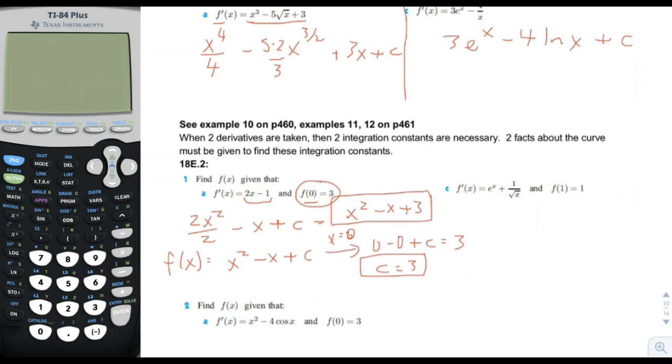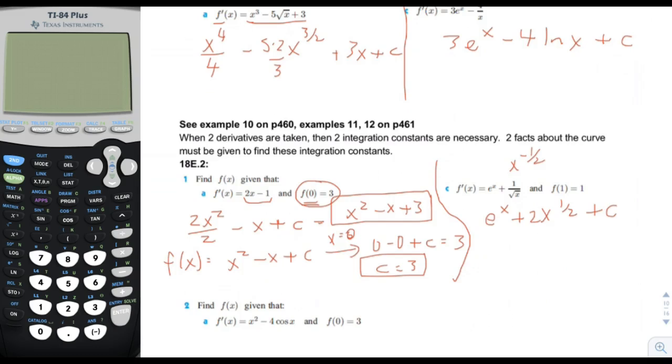Okay, so we can actually figure out what c is just because they gave us this one relationship between x and y. Let's do c. So the indefinite integral of that would be e to the x, and this would be x to the negative 1/2. So the integral would be 2x to the 1/2, I think. Yeah.